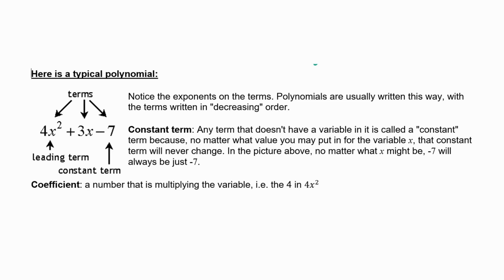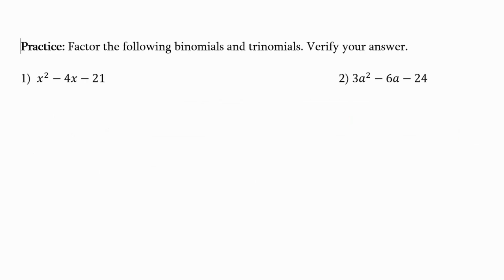So, moving on, a typical polynomial will have many different terms. It will also have, usually at the end, a constant term. Any term that doesn't have a variable is called a constant. And these numbers in front of our variables being things such as x or y, these are called our coefficients. So let's do a couple examples. A lot of this is going to be review from Math 10. So factor the following binomials and trinomials and verify your answers.